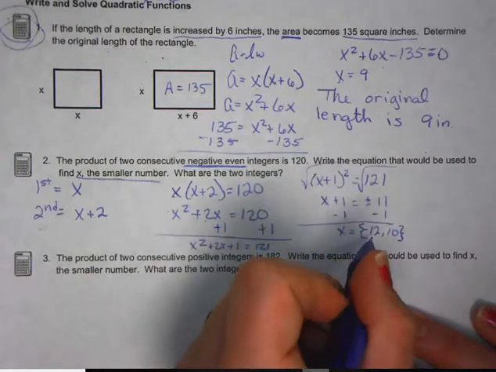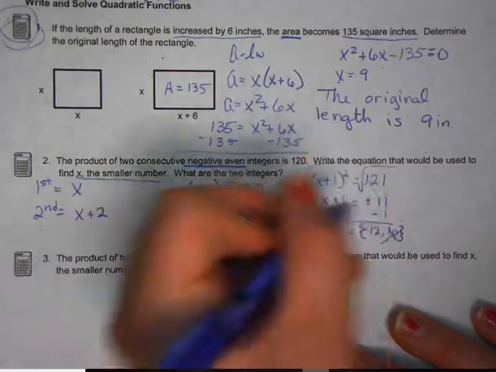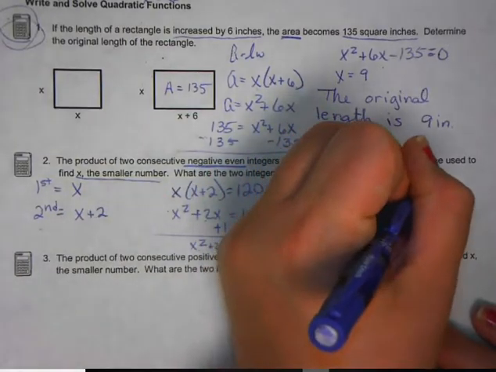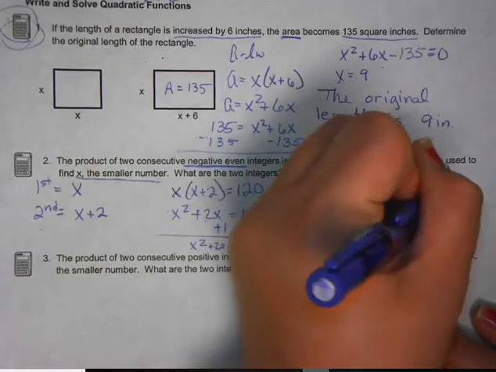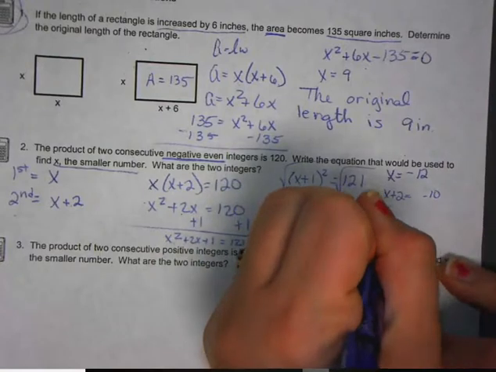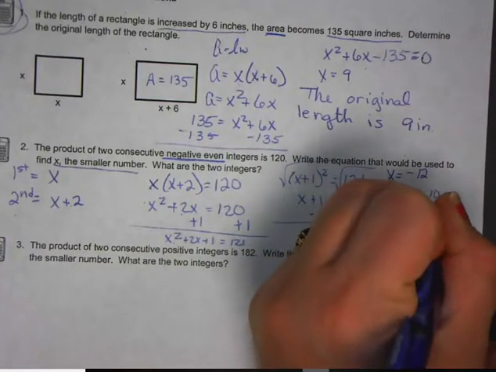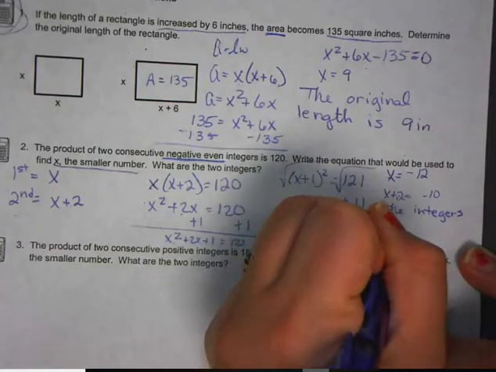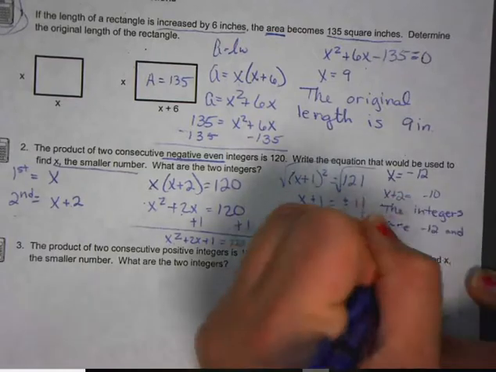But we don't care at all about this 10 right now. We only care about that negative 12. So if x equals negative 12, x plus 2 equals negative 10. And so the integers are negative 12 and negative 10.